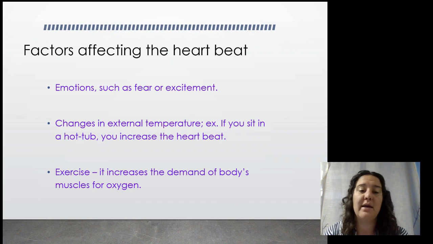If you cool down, sometimes your heart rate will slow down because your body is trying to keep as much of the thermal energy in that blood as it can, so it circulates it a little bit more slowly. And also exercise. So if our body increases its demand for oxygen, our heart will respond by increasing its rate of contractions to increase the amount of oxygen it can give to our body cells.